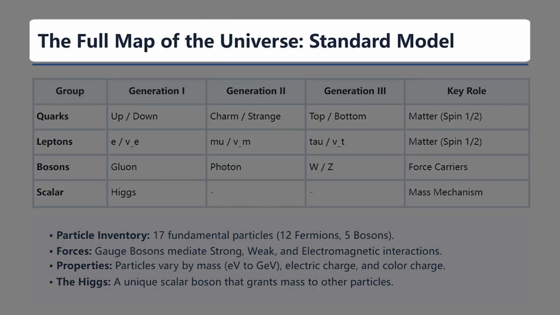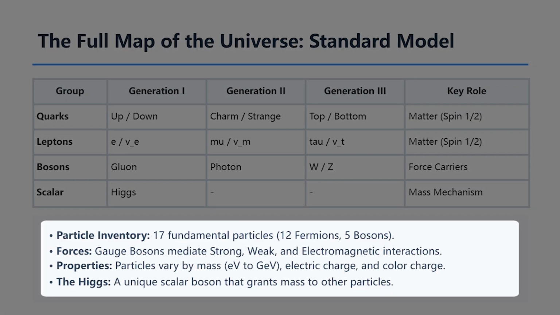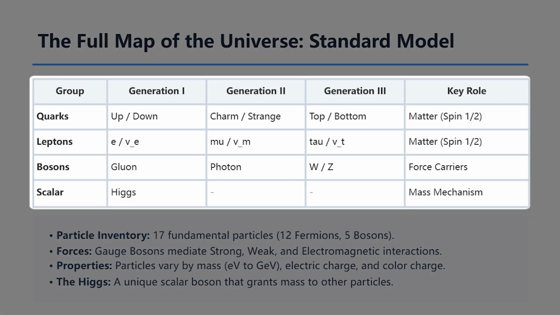And because of those interactions with the Higgs field we just covered, we have finally reached the ultimate destination of our journey today. This is the full map of the universe, the Standard Model of particle physics. As we've categorized throughout the session, our inventory is now complete with 17 fundamental particles. We have the 12 fermions that build matter, the 4 gauge bosons that carry forces, and the Higgs boson that grants mass. This table is arguably one of the most successful theories in human history.